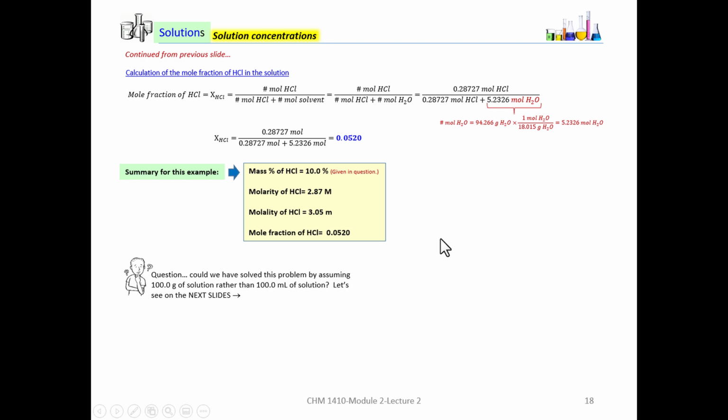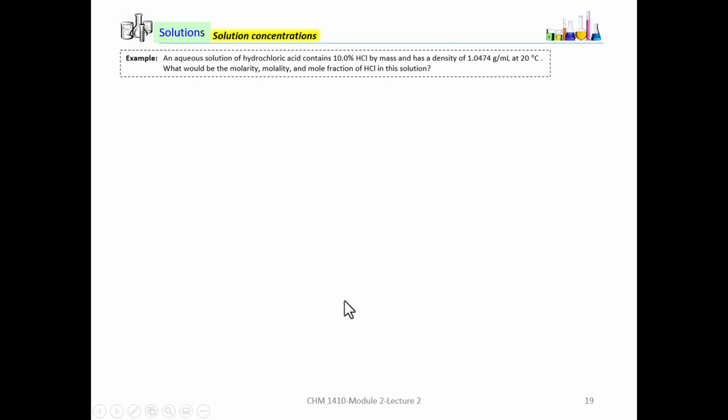Question: could we have solved this problem by assuming 100 grams of solution rather than 100 milliliters of solution? Well, let's try it out. Let's see on the next slides. So here's our original question. And let's just assume now that we start with 100 grams of solution rather than 100 milliliters.